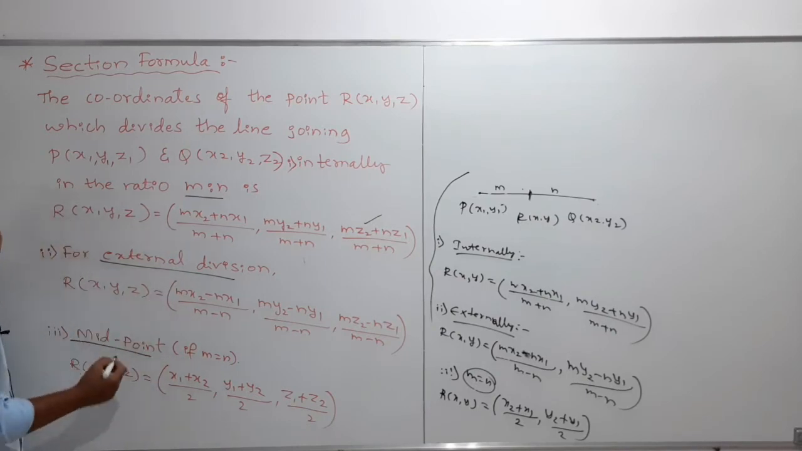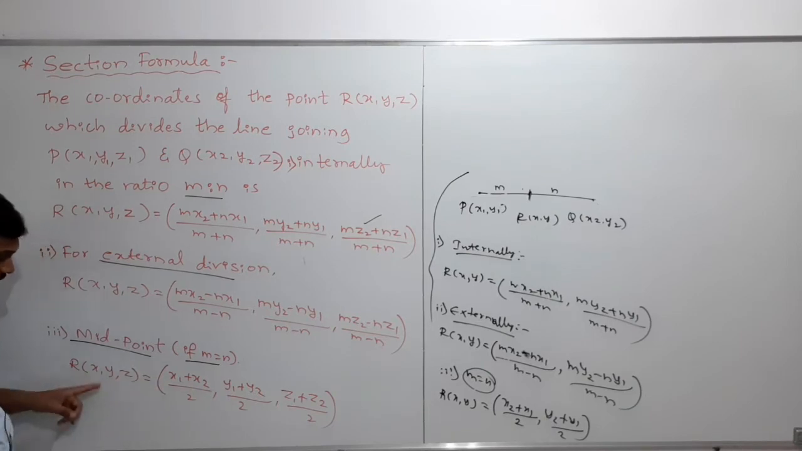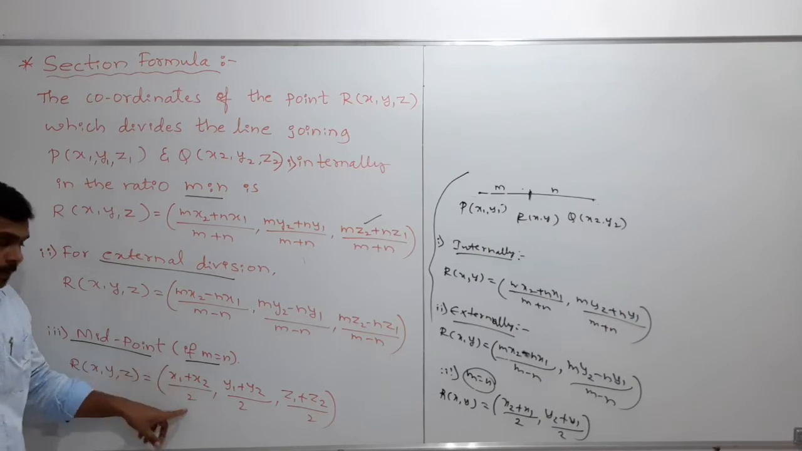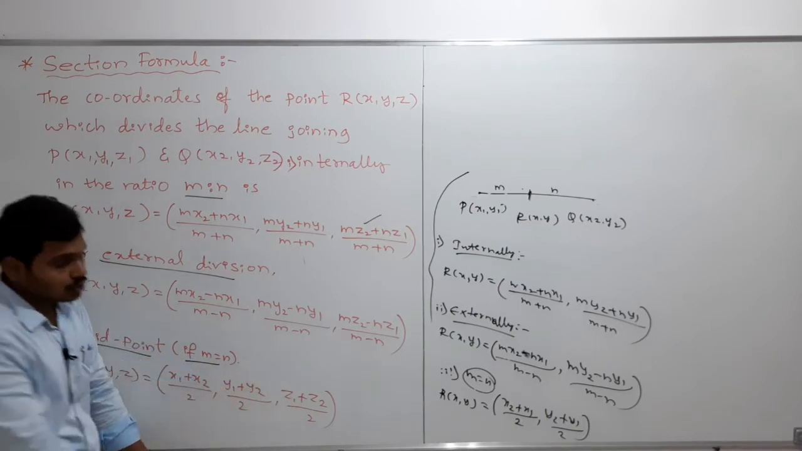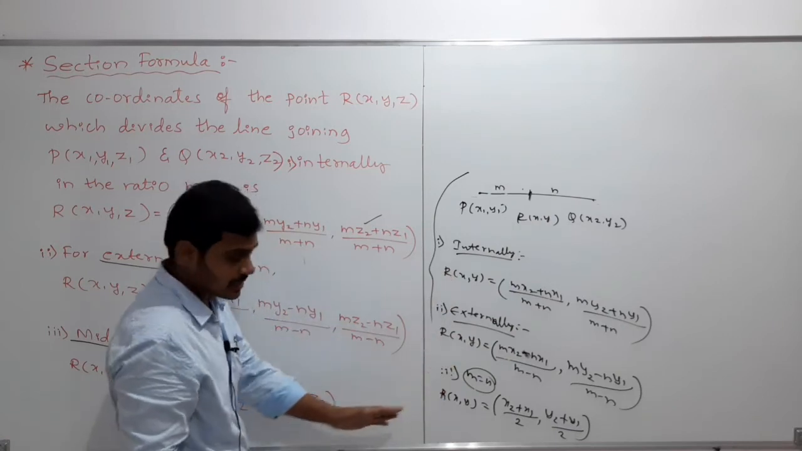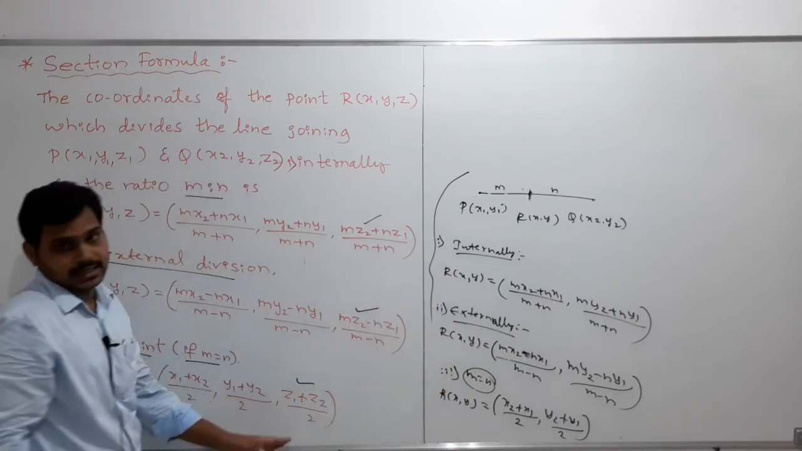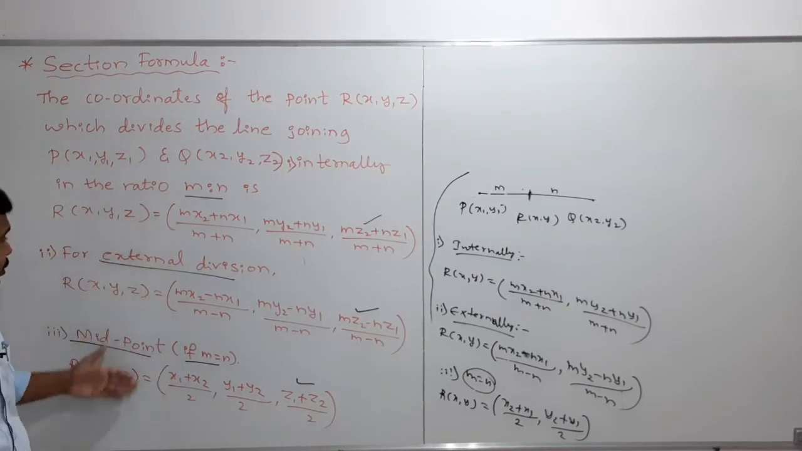Likewise for the midpoint, it means if m is equal to n, in this case the coordinates of R of x comma y comma z are (x1 plus x2) divided by 2, (y1 plus y2) divided by 2, (z1 plus z2) divided by 2. The same concept we discussed in two-dimensional is there, but we are only adding one more axis, that is z. Clear? So please remember these three formulas, my dear students.